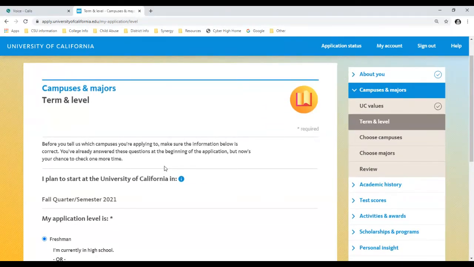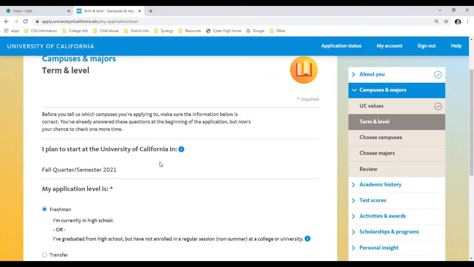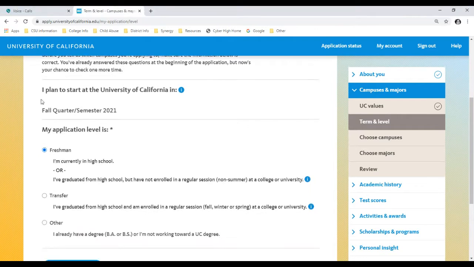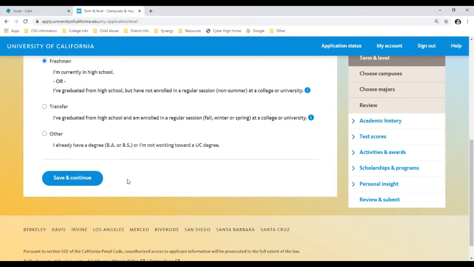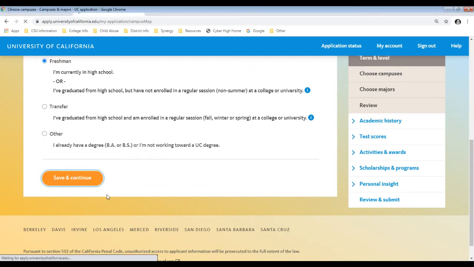Okay, so here is where you're going to be able to talk about when you're going to go to this university. Okay, so it says, I plan to start at the university in the fall quarter. My application is freshman. Yes, we selected that earlier, and so now we're going to save and continue.